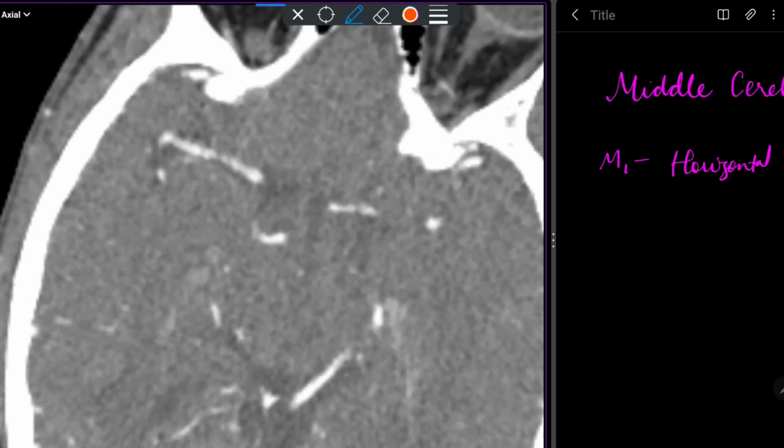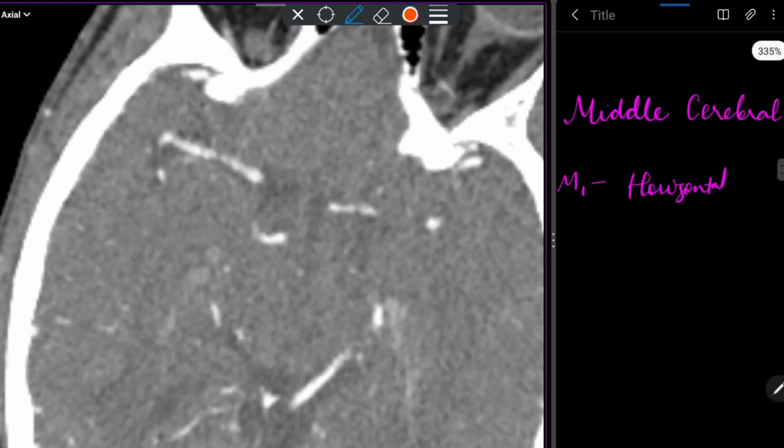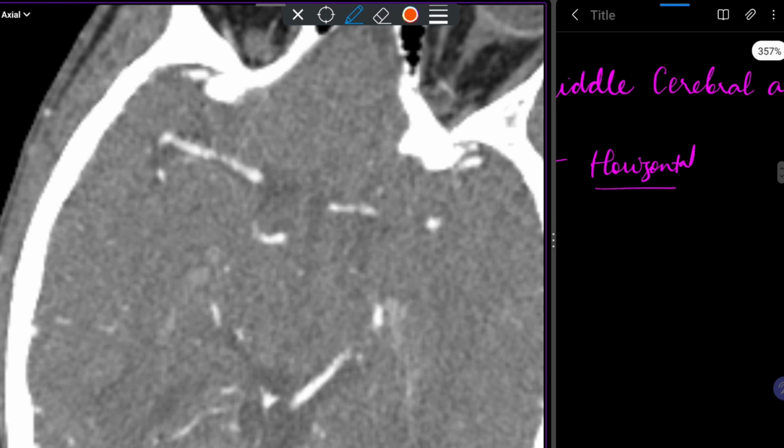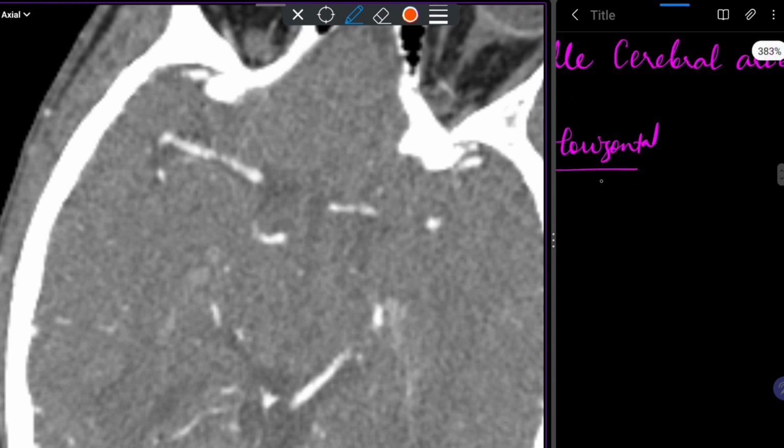The MCA is seen bifurcating, and as we all know, the middle cerebral artery mainly supplies the lateral surface of the brain. The M1 also gives off branches. One is the lateral lenticulostriate arteries, which basically supply all the lateral structures of the basal ganglia, the lateral putamen, the caudate nucleus, and the external capsule. It also gives us the anterior temporal artery, which mainly supplies the tip of the temporal lobe.